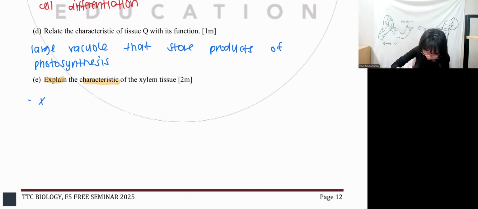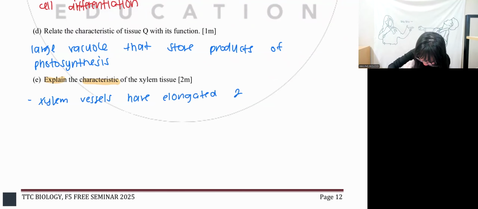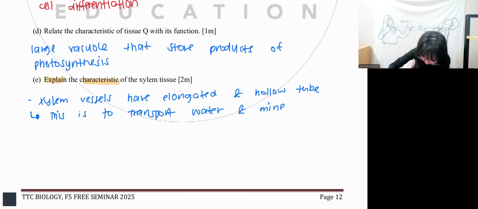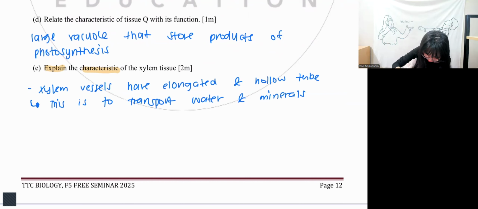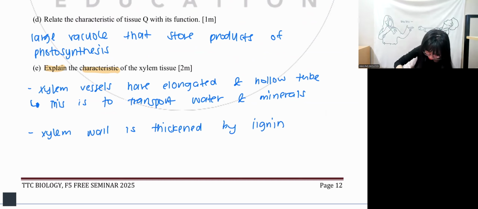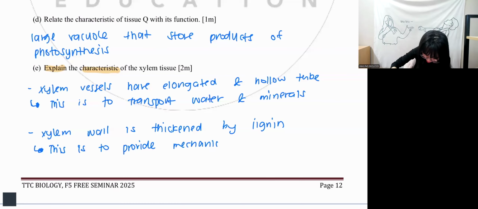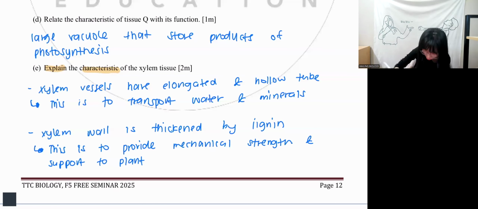So you're going to say xylem vessel have elongated and hollow tube. Hollow means empty. Your explanation is this is to transport water and minerals. Next, you can say xylem wall is strengthened by lignin. This is to provide mechanical strength and support to plant.